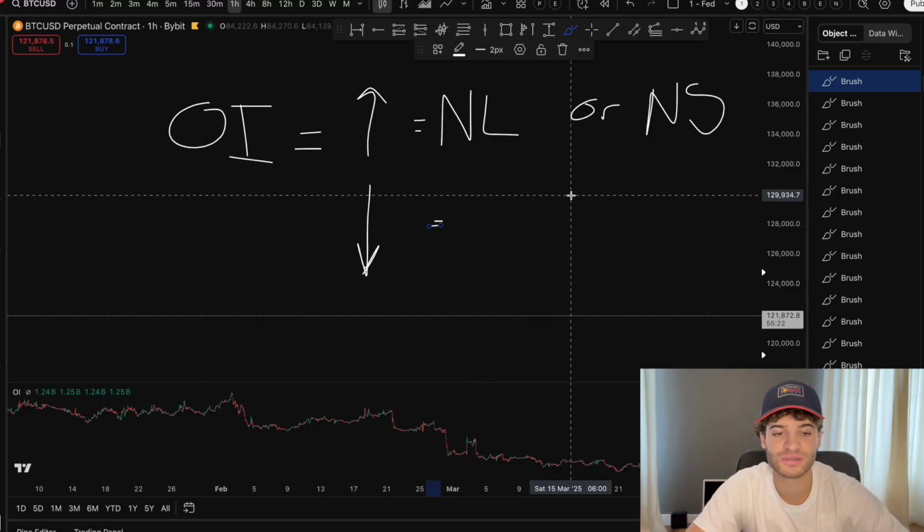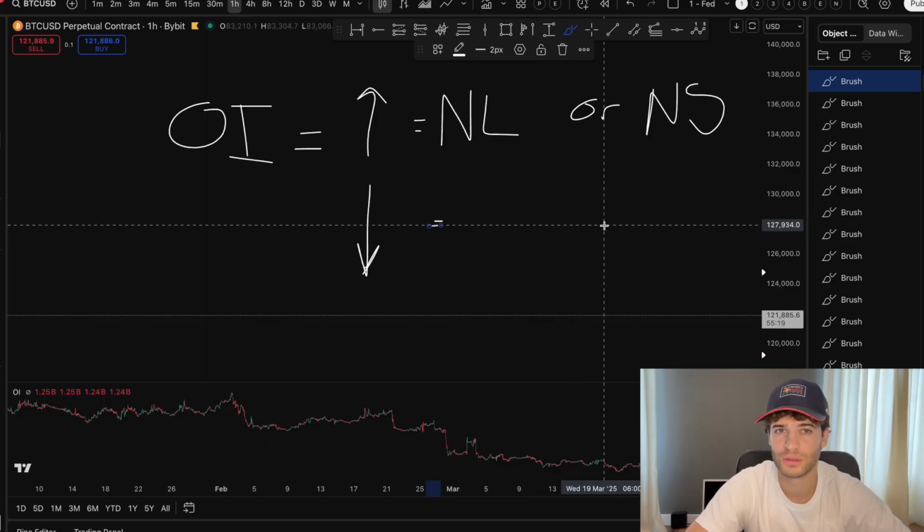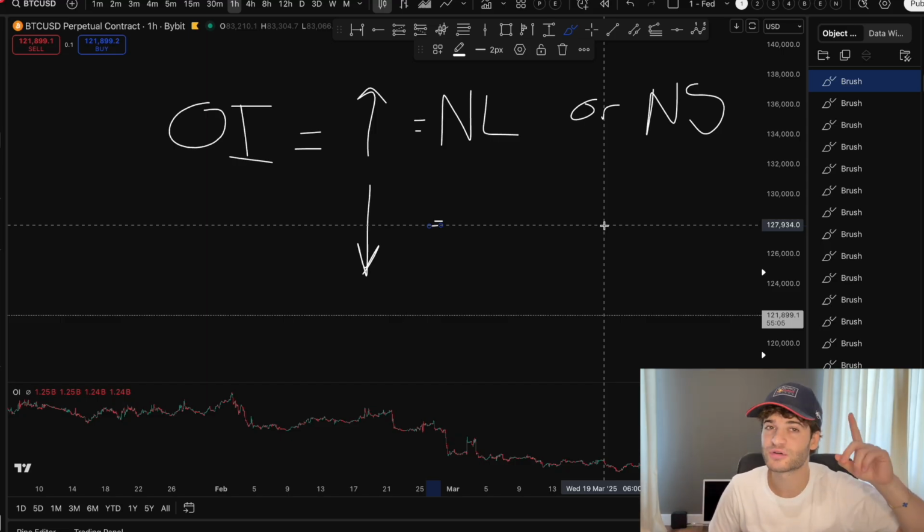And the same thing, of course, it is when you are closing your longs. So for example, if you are getting liquidated or if you're taking profit on your long, you are taking money out of the market, and therefore the OI is going to be down. And that will be shown with open interest going down and shorts increasing. However, that doesn't mean that people are shorting. That means that the buyers are now taking profit or getting liquidated.